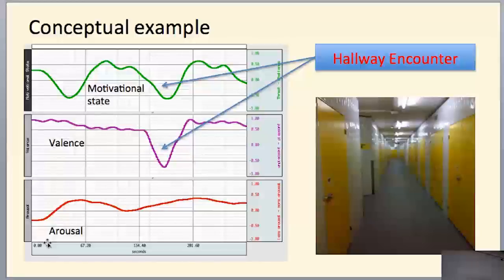Here's one conceptual example that's kind of interesting. It's the idea of an architect bringing somebody through a virtuality, and it's either real or virtual. You're monitoring valence, arousal, and motivational state, and the person encounters a hallway of yellow doors, and there's a drop in valence and a drop in motivational state. You see these things happen, they're lined up and correlated with the virtuality or the real experience, and then the question is, what do you do about it?